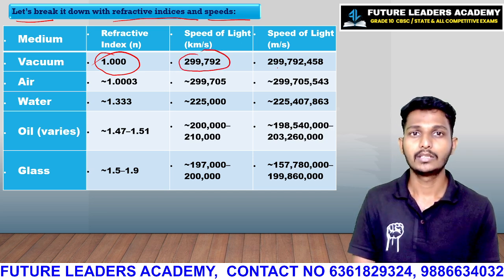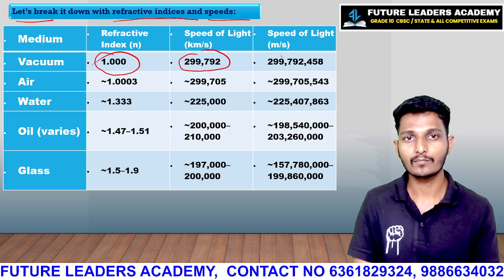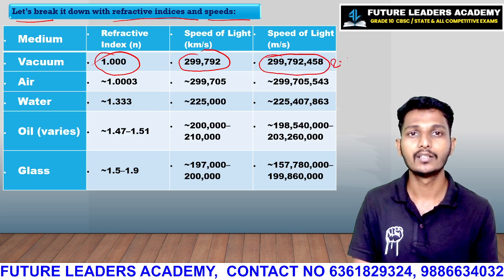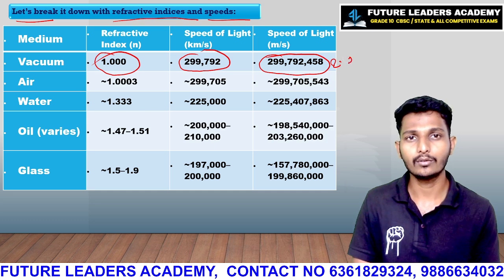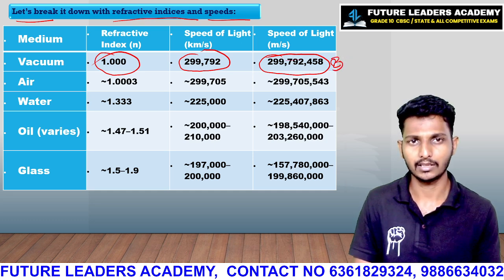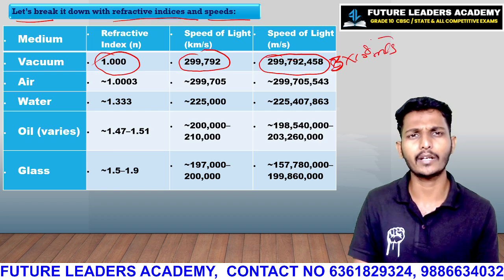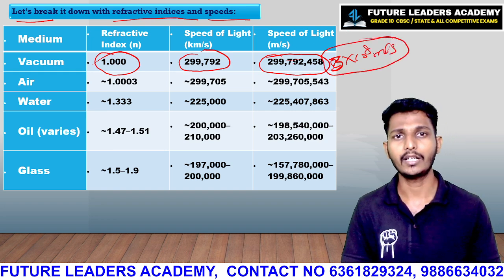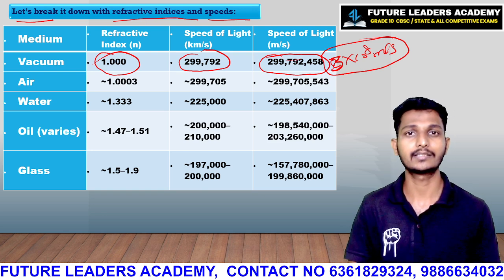2,99,792 kilometer per second. In meter per second, you consider approximately this as 3. As I said, in the vacuum it is 3 into 10 to the power 8 meter per second. In your NCERT textbook, it is given 3 only. You consider that, it is best. So I am giving it approximately, exactly the same.